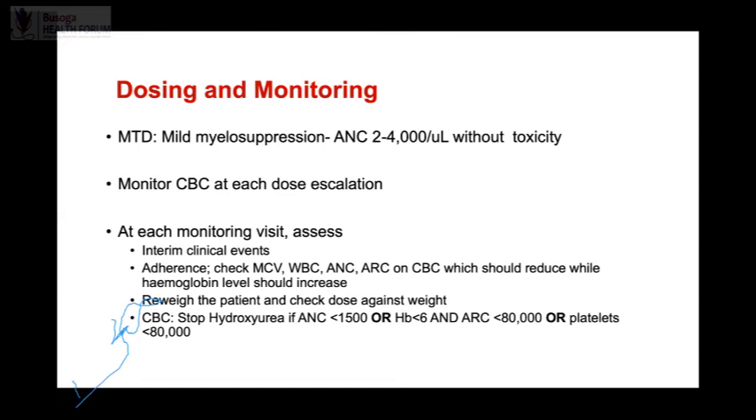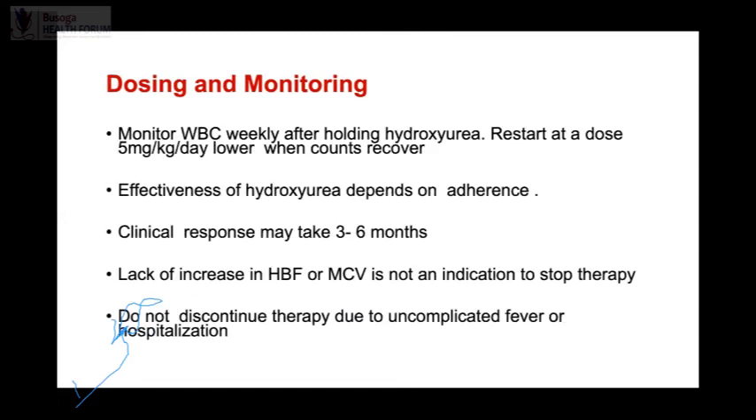And then give them about a week, okay? Then you monitor the CBC every week when you stop the hydroxyurea. And when the counts go up, restart at a dose 5 milligrams per kilo per day lower than when the toxicity happened. So if your toxicity happened at 20 milligrams per kilo per day, and now you have withheld the hydroxyurea for a week, and the counts have normalized, when you're restarting hydroxyurea, begin at 15 milligrams per kilo per day, okay? Clinical response may take 3 to 6 months.